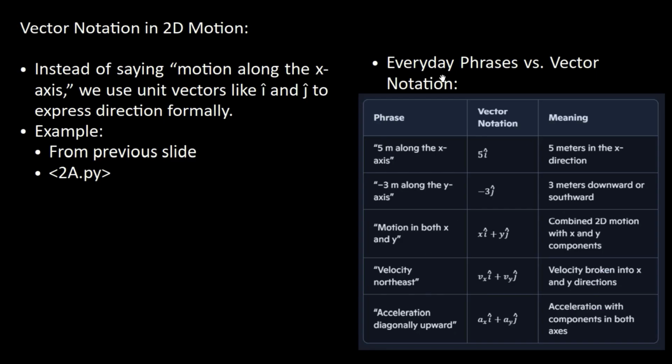Yeah, we have a few more examples. 5 meters along the x-axis, we write it as 5 i cap. So 5 meters in the x direction. Minus 3 along the y-axis means minus 3 j cap, or 3 meters downward or southward, however you want to frame it. So in general, motion in both the x and y axes will look like x i cap plus y j cap. It's a combined two-dimensional motion with x and y components that we have seen over here.